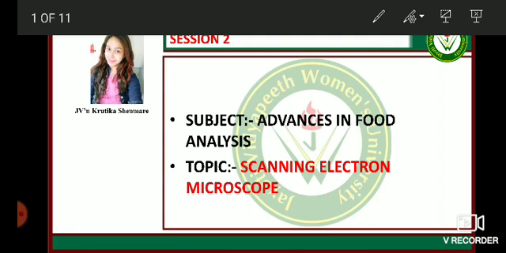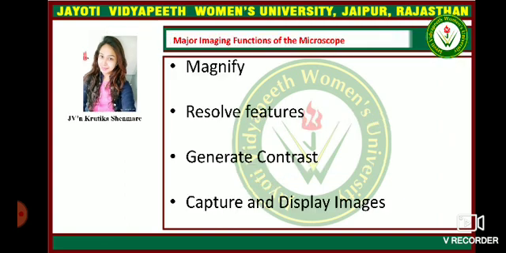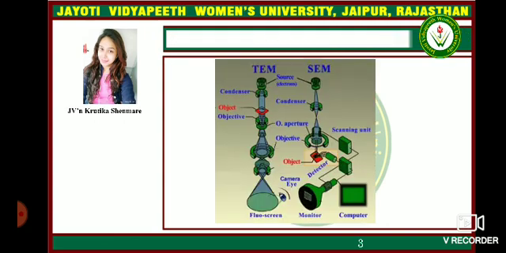Everyone. So this is the second session of the advances in food analysis, and the topic we shall be covering today is the scanning electron microscope, that is SEM. So what are the major imaging functions in a microscope? What basically does a microscope do? It magnifies, resolves features, generates contrast, and captures and displays images.